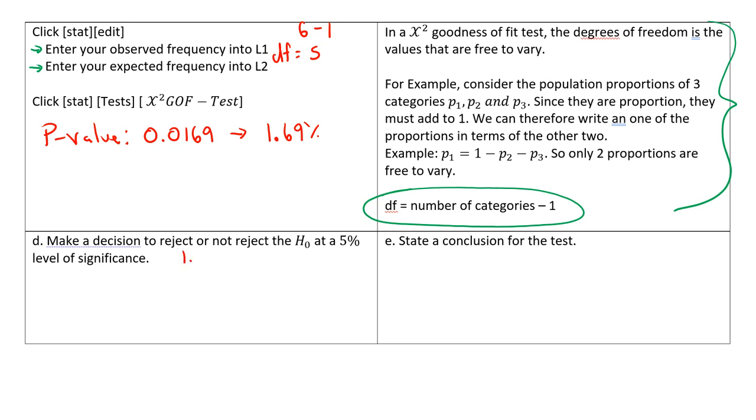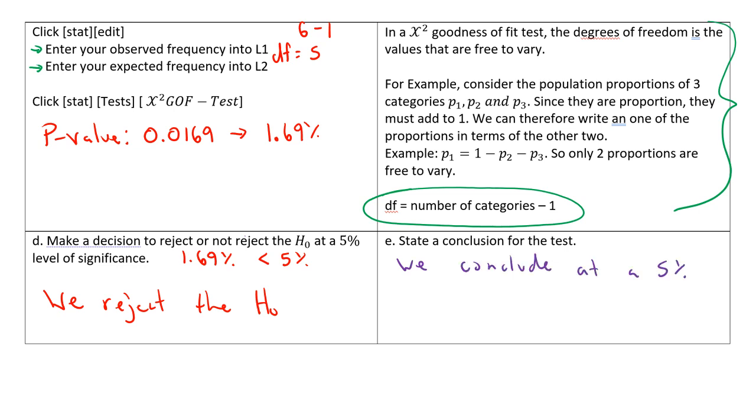So we're looking at whether the p-value is less than 5%. Since the p-value is less than 5%, we reject the null hypothesis. It says state a conclusion for the test. Well, we conclude at a 5% significance level that Cheyenne's die is biased.